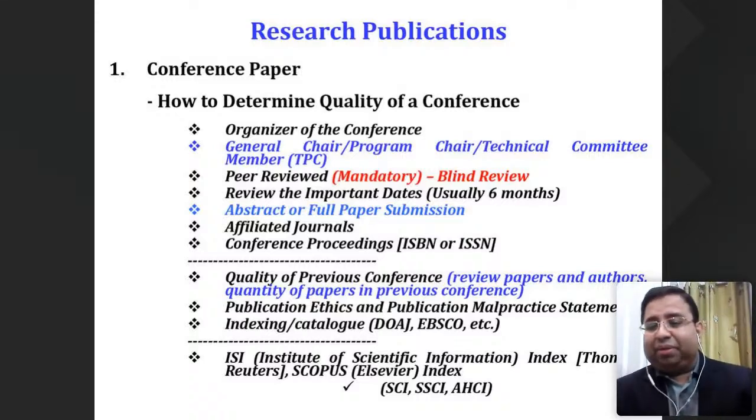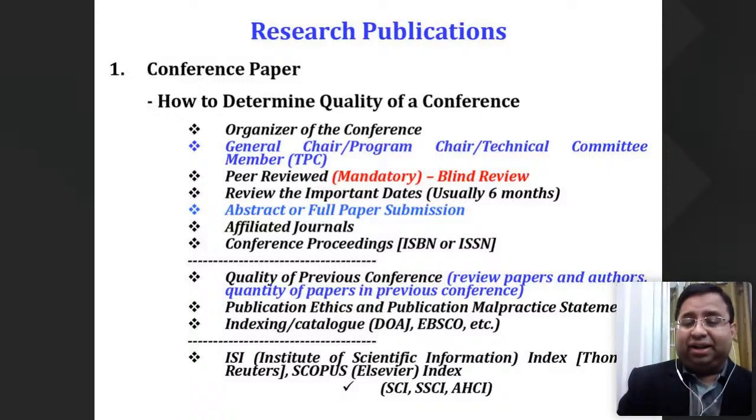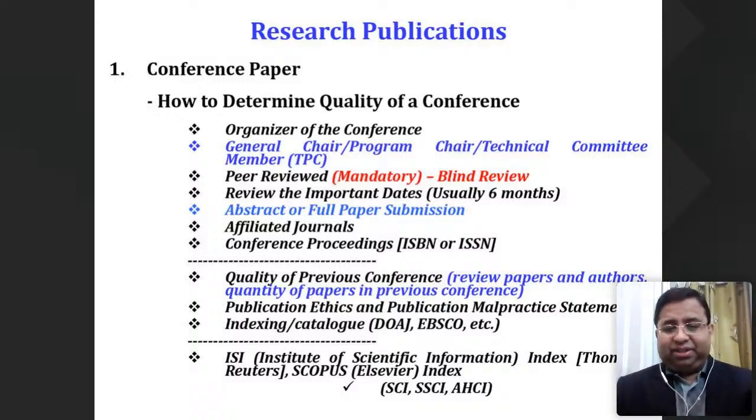You have to check the technical committee members, whether they are multi-country, multi-continent, multicultural. It is not from one country, one university. It is not like that.